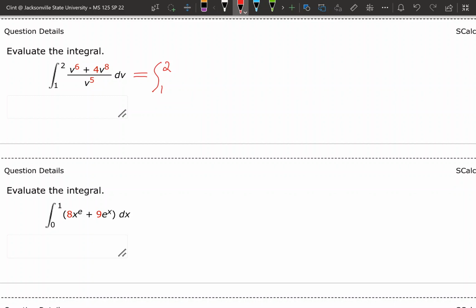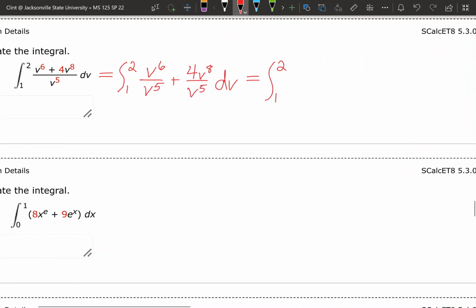Yeah, but both of them over v to the 5th. So have v to the 6th over v to the 5th plus 4v to the 8th over v to the 5th dv. And if you don't want to write that step out, I'm fine with it. If you're comfortable with it, you can go straight to the simplified version. It's fine. Write it down if you want to.